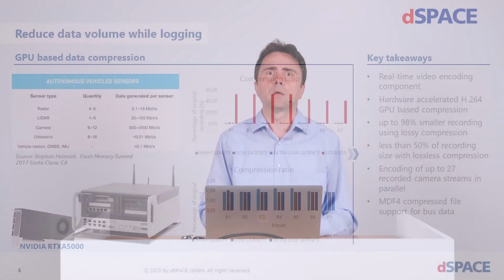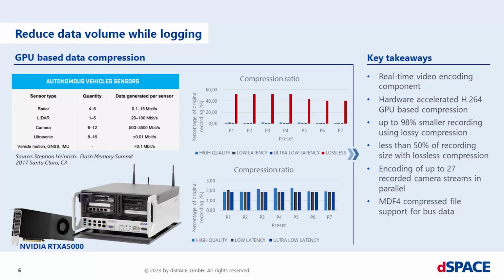A big volume of data must be collected to validate perception functions for cars of autonomy level 3 and higher. A vehicle equipped with 12 cameras, 8 LiDAR, and some further radar sensors can generate about 18 terabytes of data per hour. One effective measure to save costly storage is to use a compression algorithm while logging.